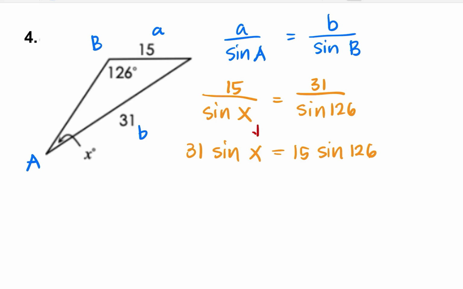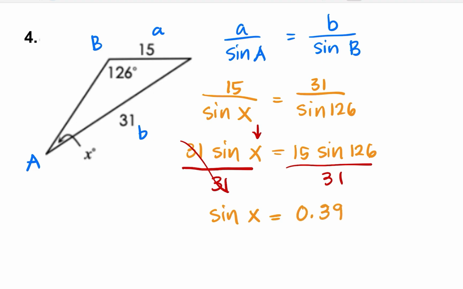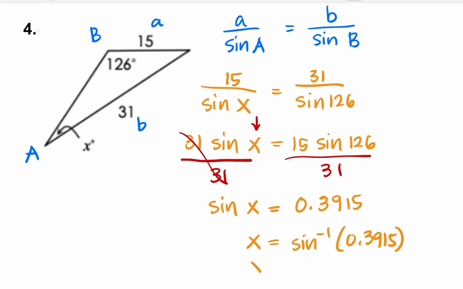Again, we want to get x by itself. So we are going to get rid of 31 first. So divide both sides by 31. And so we are left with sine x equals 15 times sine 126 divided by 31, that would be 0.3915. Take inverse of sine of 0.3915. If we're to round our answer to the nearest whole number, we will get 23 degrees. So the missing angle is 23 degrees.